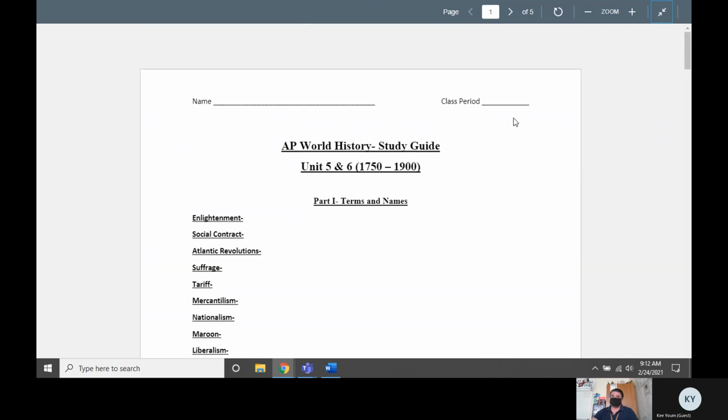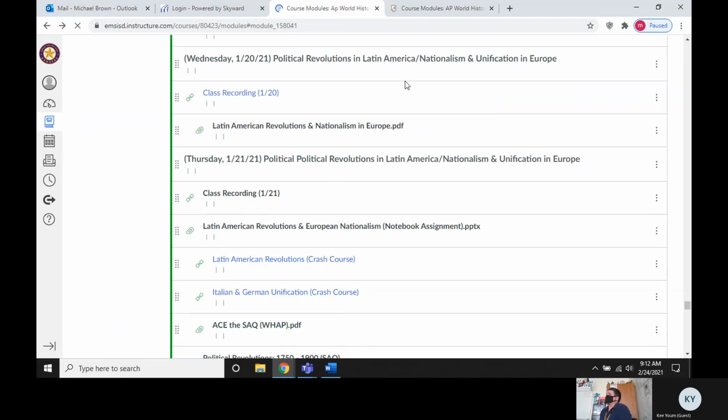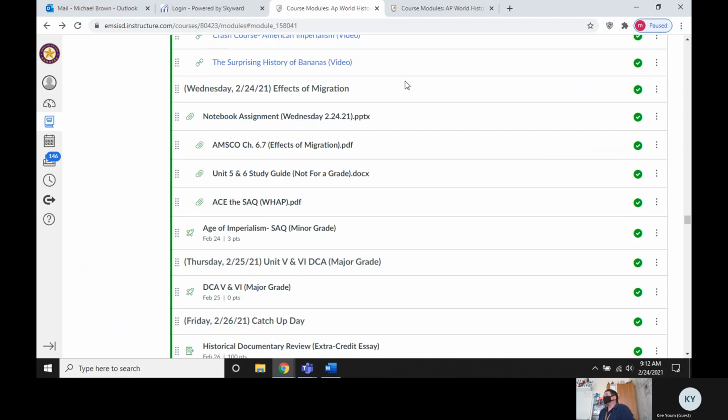Again, tomorrow we are having the Unit 5 and Unit 6 DCA, 1750 to 1900. It is 26 questions, multiple choice. You have a 30-minute time limit. While it is open notes, you're not going to have enough time to look up everything. So study a little bit beforehand. This should hopefully help to streamline your studying a bit. That way you can be prepared for the test tomorrow.